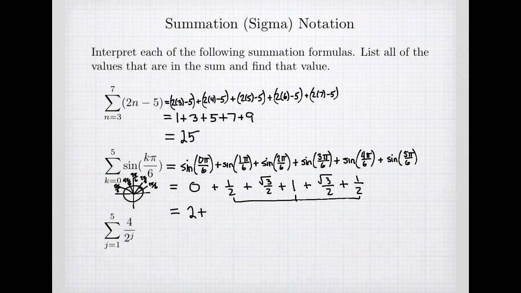And then I get square root of 3 halves plus square root of 3 halves gives me square root of 3. And so that's the exact value of the second summation. Now we do our last summation.